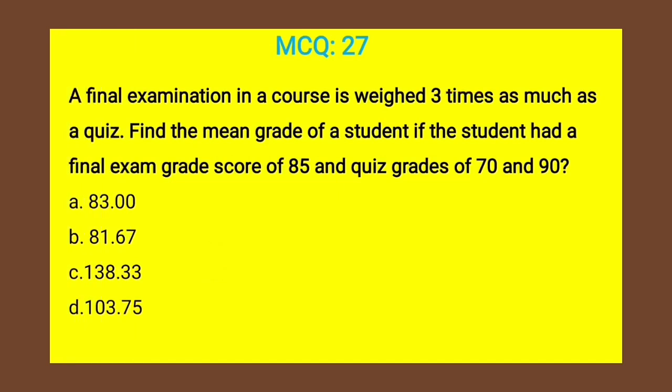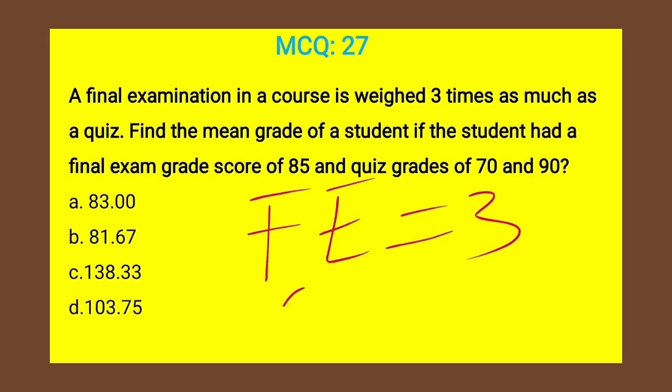Question 27. A final examination in a course is weighted 3 times as much as a quiz. Find the mean grade of a student if the student had a final exam score of 85 and quiz grades of 70 and 90. They are saying that for the final exam, the weight is 3, and for the quiz, the weight is 1. So every quiz you do has a weight of 1, and the final examination has a weight of 3.